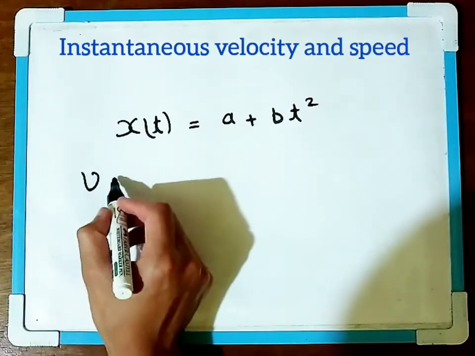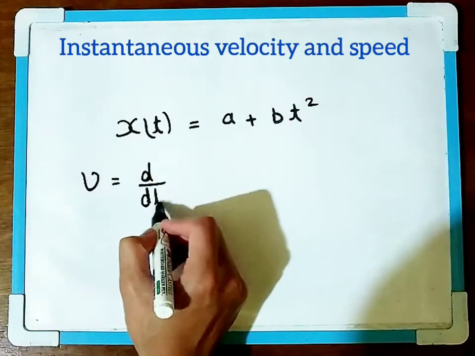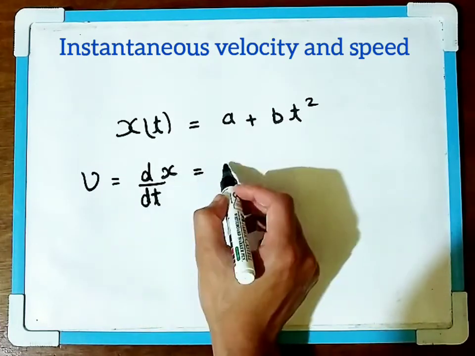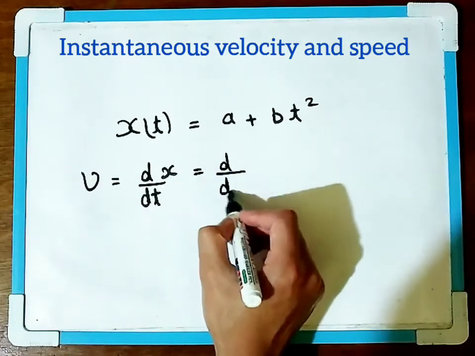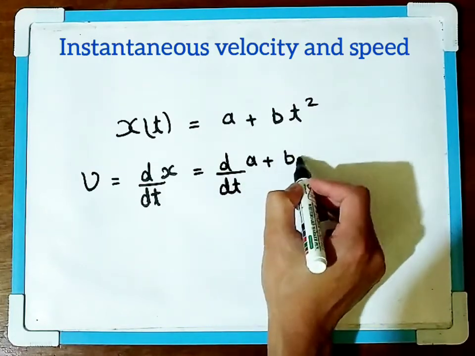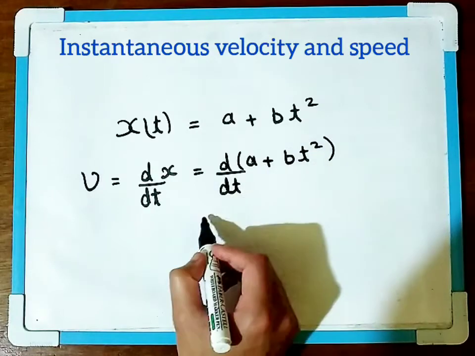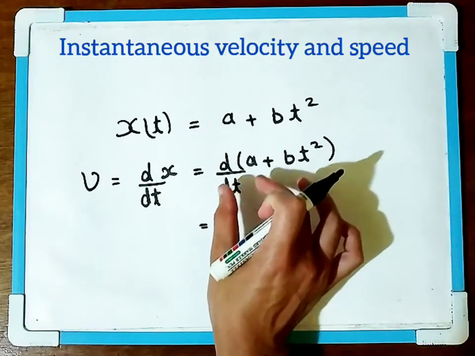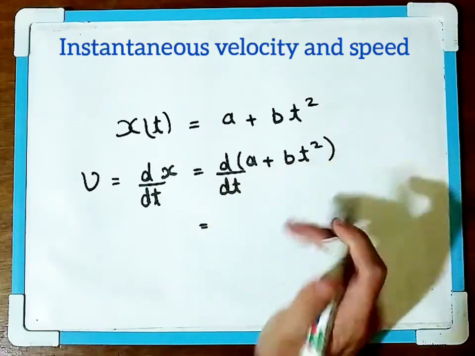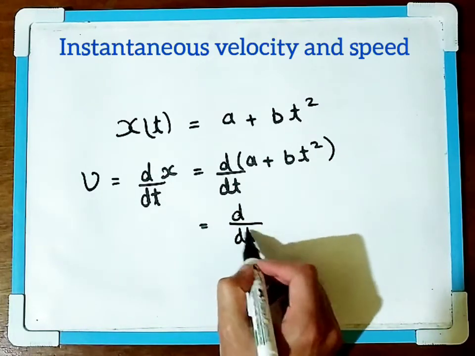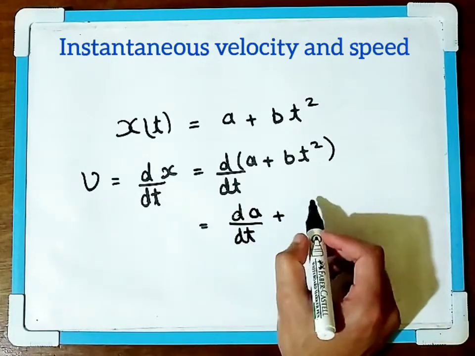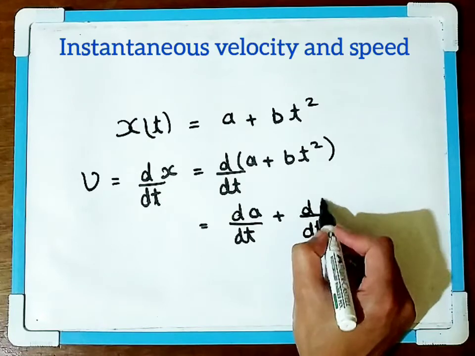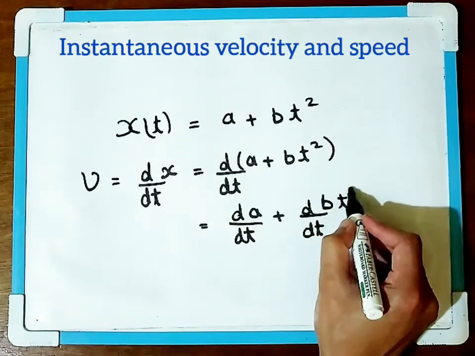So here your v is equal to d/dt of x, differentiated with respect to time. Then here x is equal to a plus bt square. Then here, just like in the multiplication, you can take the derivative of a, then take the derivative of bt square. So here we have d/dt of a, which is a constant, then the d/dt of bt square.